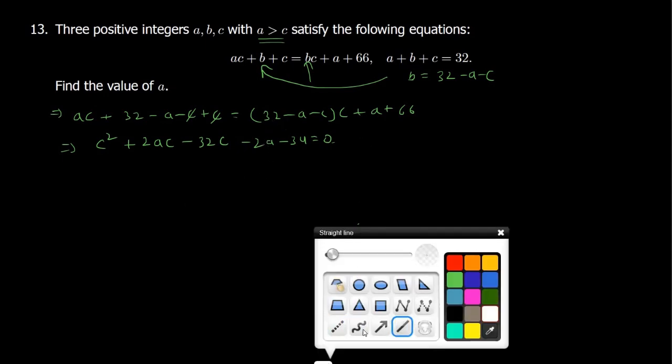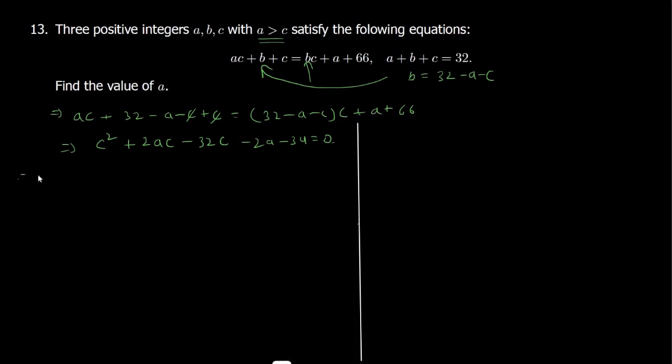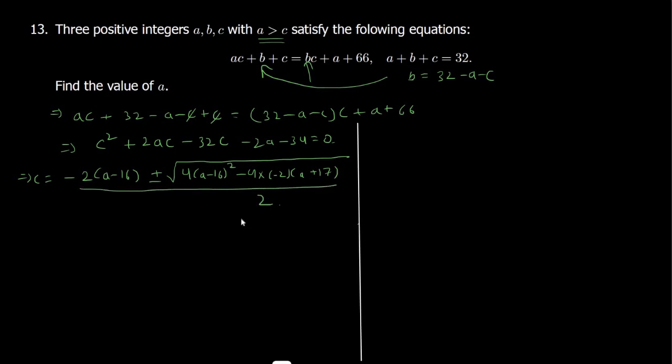Now let us solve this quadratic in C using the quadratic formula. The value of C will be minus of B, which will be minus of 2, if I take common, then (A minus 16) will remain, plus or minus root of B squared, which will be 2 to the 4 times (A minus 16) whole squared, minus 4 into minus 2 times (A plus 17), whole divided by 2. I can cancel one of the 2's, and 4 if I take it outside of the square root, it will come out as 2. Then my C will simply be minus of (A minus 16), which I can also write as 16 minus A.